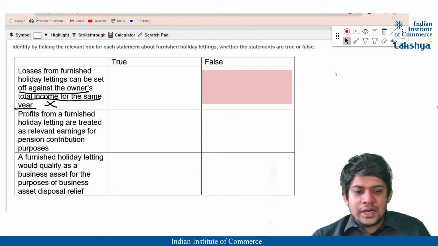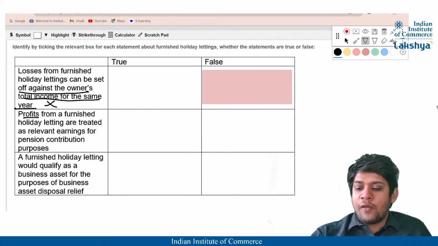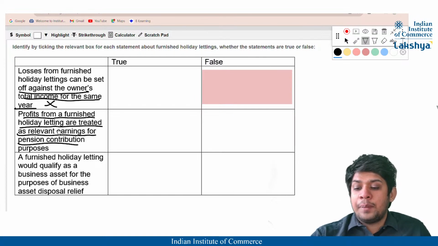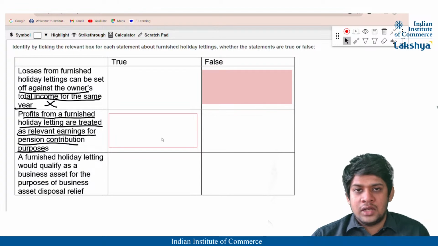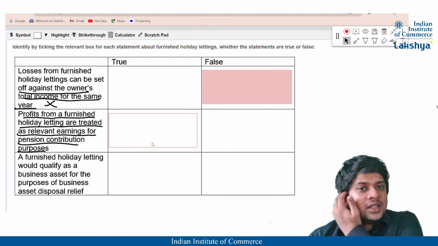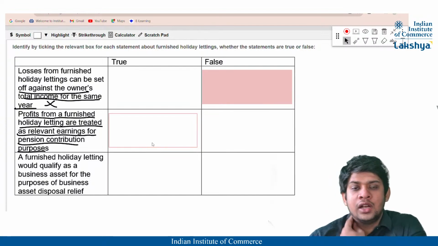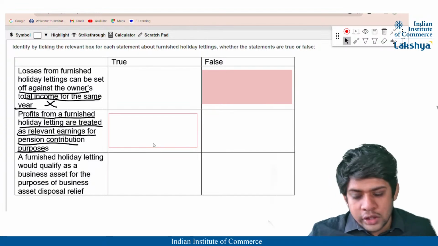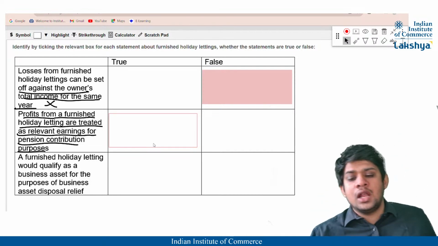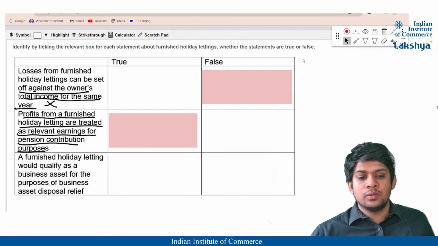Then let us look at the next part. Profits from a furnished holiday letting are treated as relevant earnings for pension contribution purposes. Yes, this is true, guys. In your pension contributions, in the relevant earnings, if you're letting out any property furnished, that is a part of your relevant earnings. That is a calculation done in your pension income. You can go through that. It is obviously included within the pension income, so this is true.